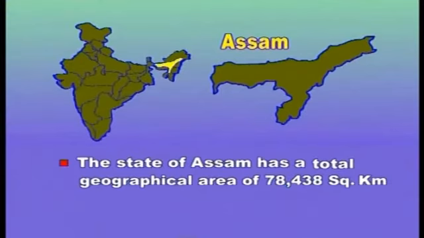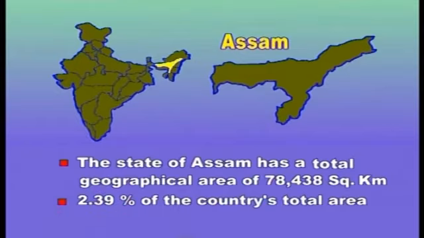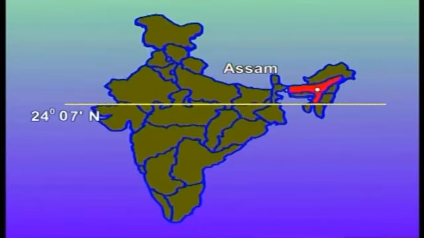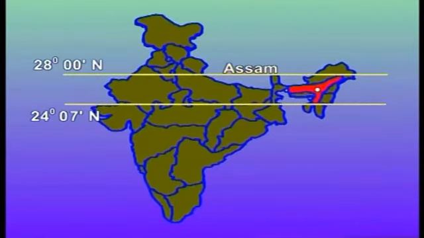The state of Assam has a total geographical area of 78,438 square kilometers, which makes up 2.39% of the country's total area. It is situated between latitudes 24 degrees 7 minutes to 28 degrees 00 minutes north and longitudes 89 degrees 2 minutes to 96 degrees 2 minutes east.